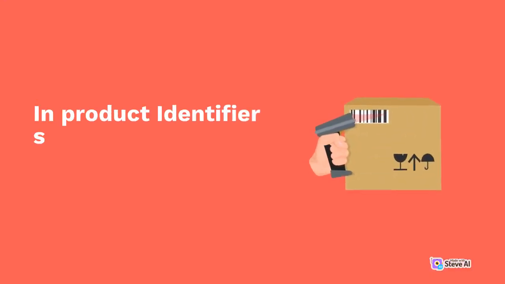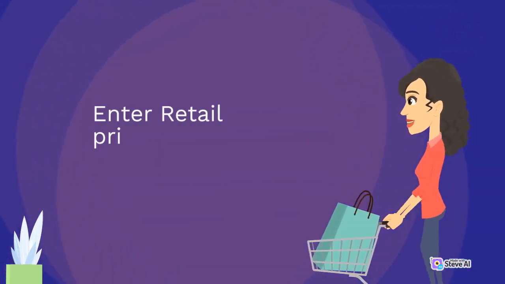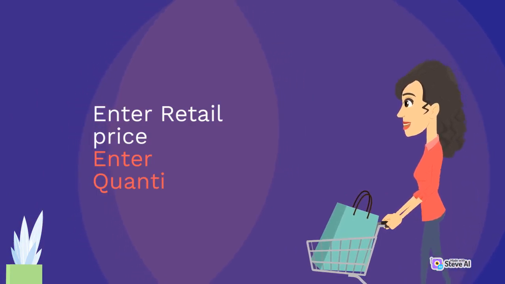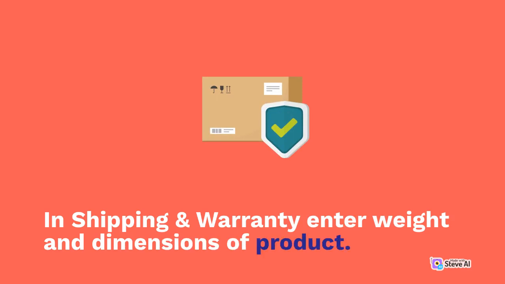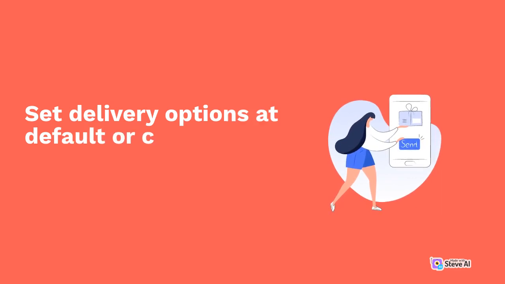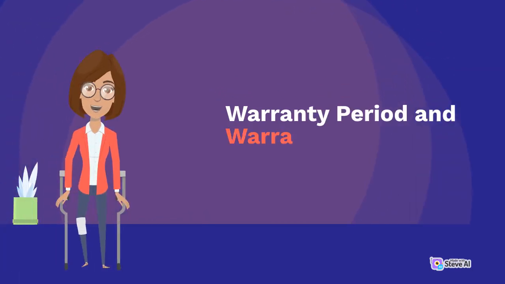In product identifier, select UPC, enter code. Enter retail price. Enter quantity. In shipping and warranty, enter weight and dimensions of product. Set delivery options at default or custom to estimate shipping fee. Warranty period and warranty policy are optional.